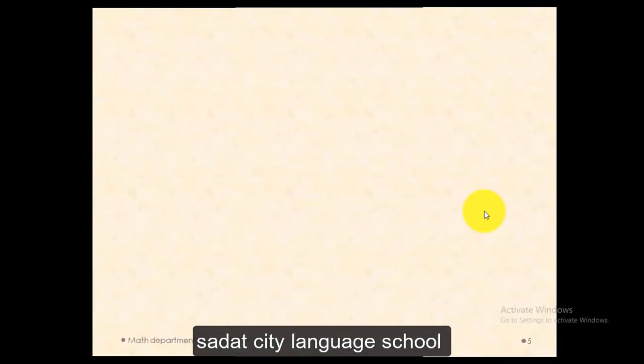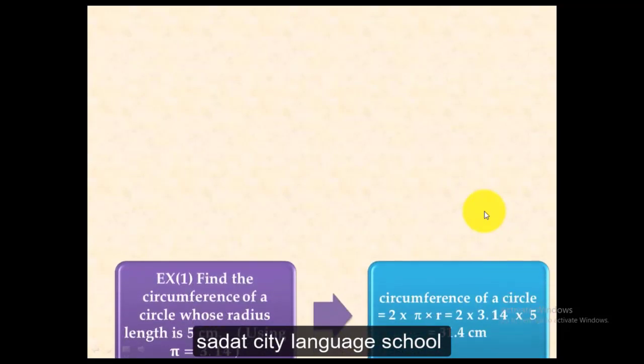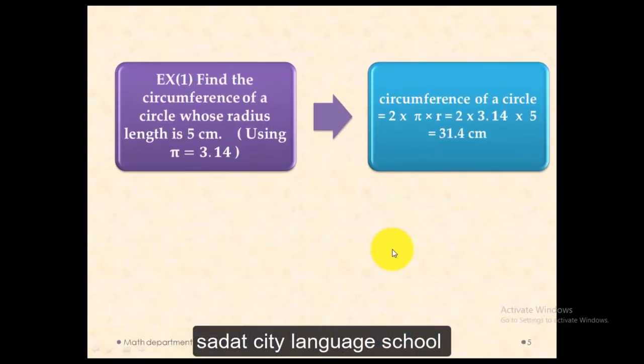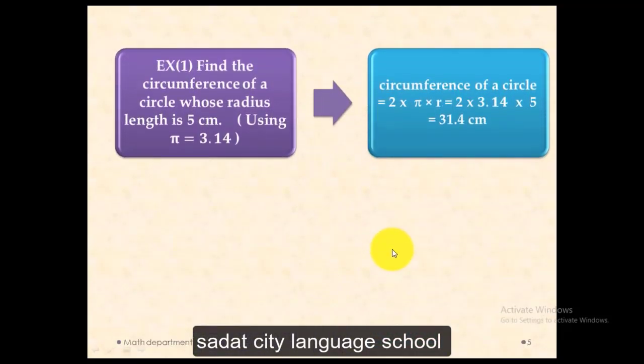Okay, look at the first exercise. Find the circumference of the circle whose radius length is 5 centimeter using pi equal 3.14. At first, we must read the exercise. When we read the exercise, he gave me what? He gave me the length of radius.